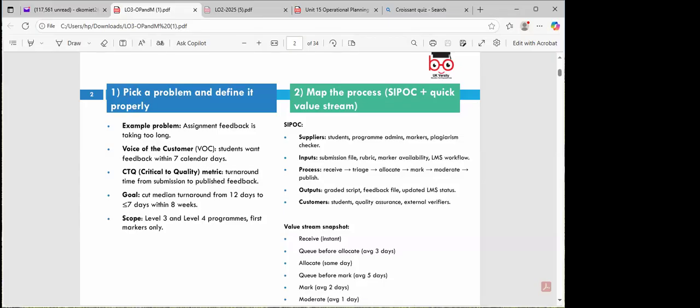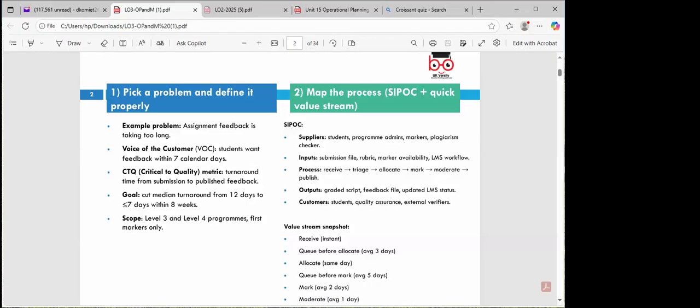The voice of the customer. Students want feedback within 7 days. The students, you want your feedback within 7 days. The feedback has taken long, but you want the feedback within 7 days. Okay. So then, what may be the critical quality? The turnaround time for submission to publish feedback. Okay. You have to turn around the time for submission to publish feedback.